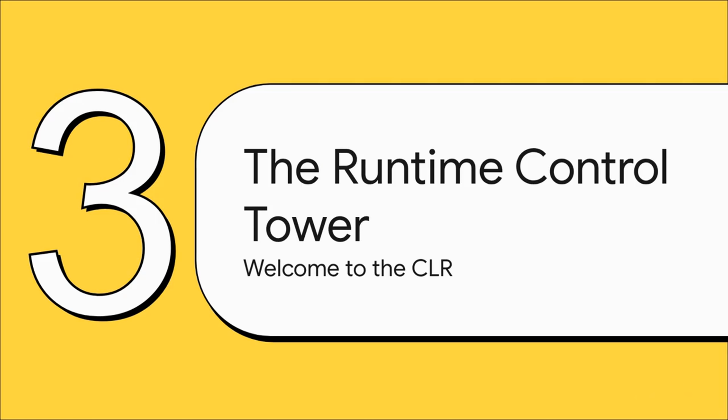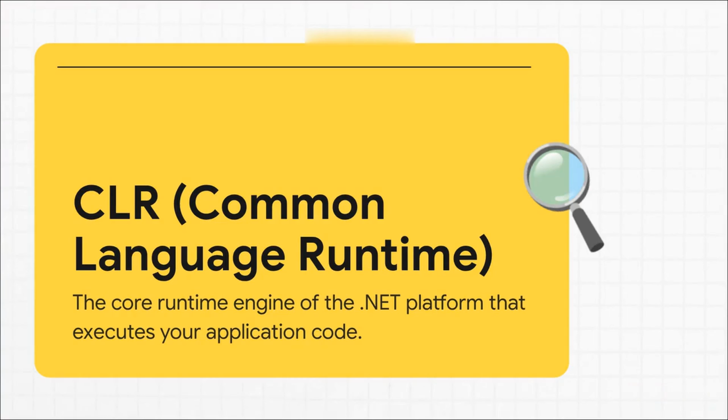Okay, so our code is now in this universal IL format. But it can't just run on its own, right? It needs an environment to live in, a manager to oversee everything. You can think of this next piece as the airport's control tower for our code, and this is the CLR. So what is the CLR, officially? Well, it's the Common Language Runtime, the absolute heart of the .NET platform. It's the execution engine where our IL code gets managed and prepped for its final translation.